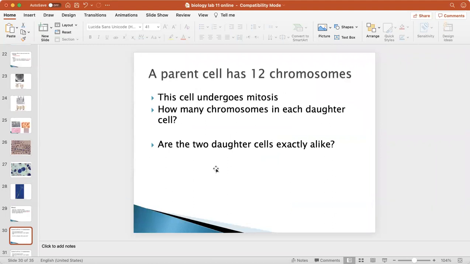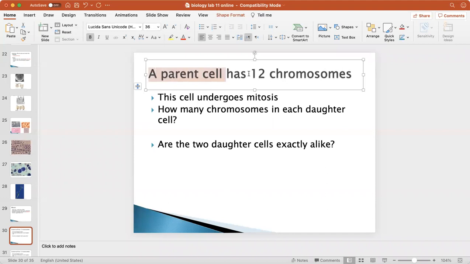A parent cell has 12 chromosomes, and the cell undergoes mitosis. How many chromosomes will be in each daughter cell? There will be 12 in each daughter cell because remember, the parent cell will completely duplicate its DNA before it divides. So there will be 12 chromosomes in each daughter cell, and the two daughter cells will be exactly alike.